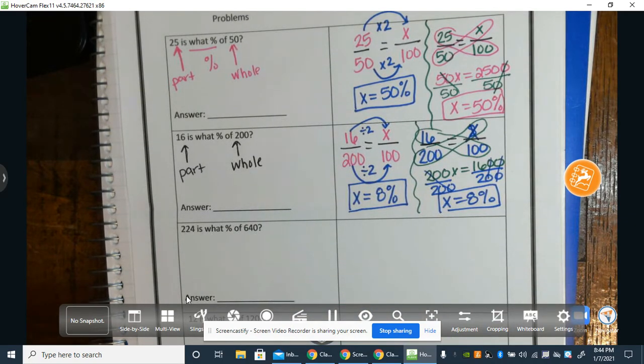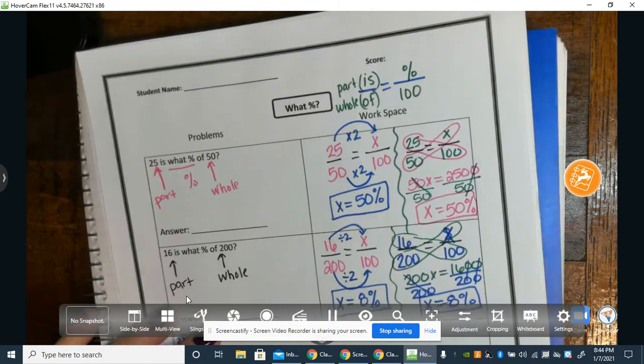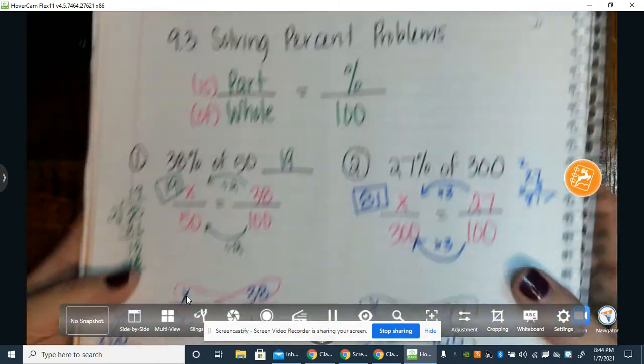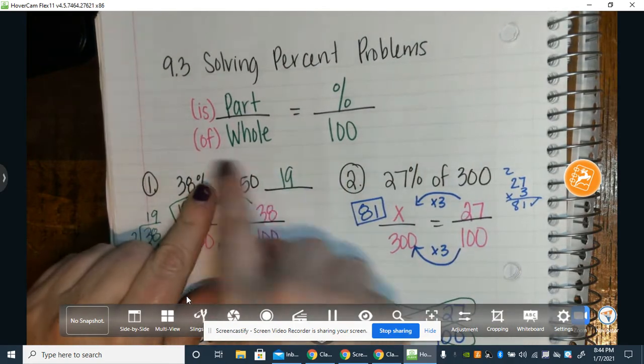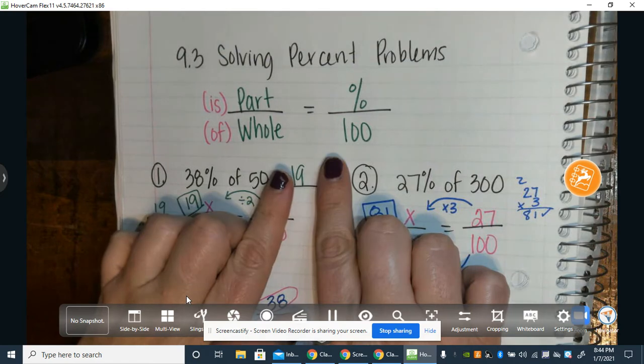So the one piece when we are working on these, finding percent numbers, finding missing numbers, parts and wholes and all that other fun stuff, is if you remember to set it up in our handy dandy little proportion. You set it up like this, it will work every single time.